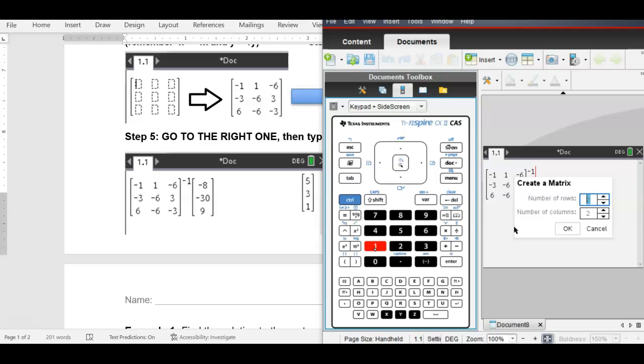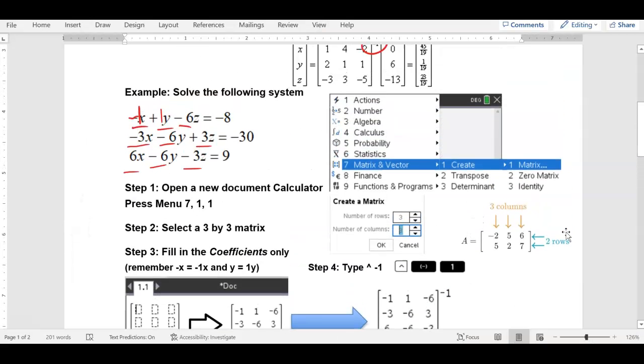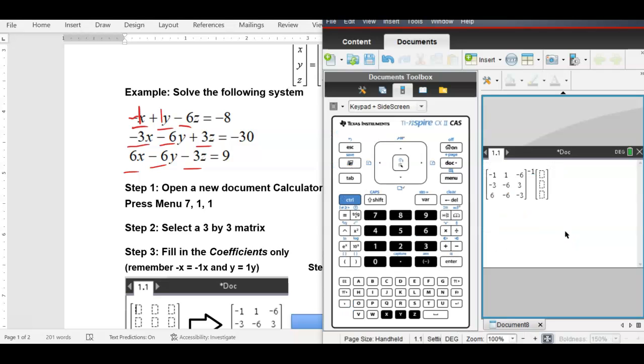I'm going to press menu 711 and I'm going to do a 3 by 1 matrix. You see how I'm changing those to 3 by 1? 3 rows, 1 column. And now I get these 3 boxes. Now, look up here. What were my equations equal to? Negative 8, negative 30, 9. Those 3 numbers, you're going to put here. Negative 8, negative 30, and 9 go here.